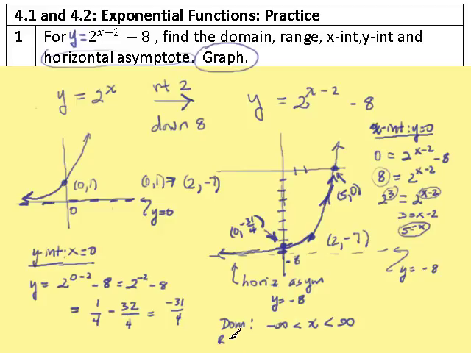And for the range, this graph does go up to infinity. The range would be how far up and how far down the graph goes. So the graph goes all the way up to infinity, but it doesn't go all the way down. It stops here at minus 8. So the range is y greater than minus 8.